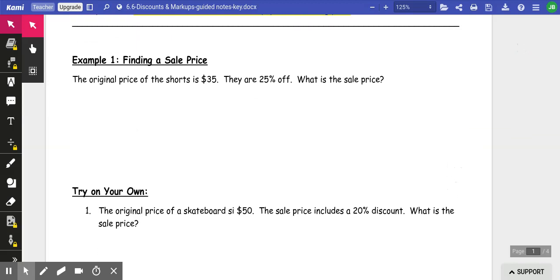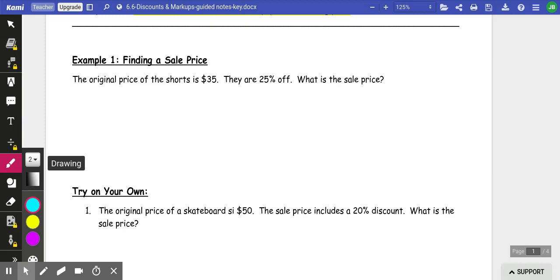Example 1, finding a sale price. The original price of shorts is $35. They are 25% off. What is the sale price? So the first thing I want to look at is whether this is a discount of some sort, and it is because it's saying it's 25% off. So the original price, or the whole amount, of the shorts is $35.